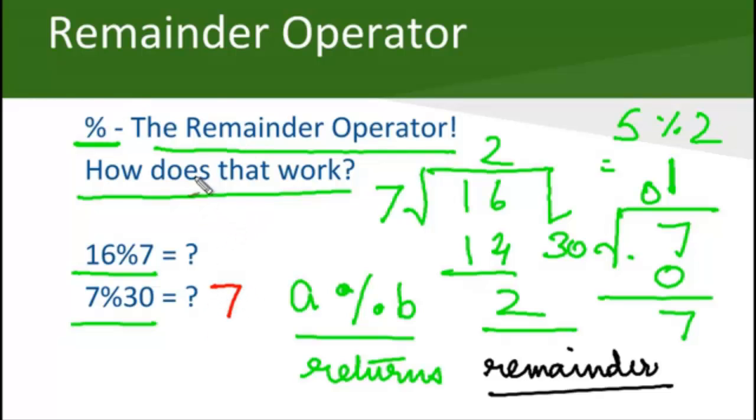So the remainder operator, when you have a and b, divides a by b, the first operand by the second operand, and returns the remainder.